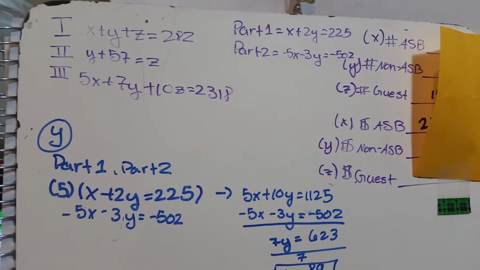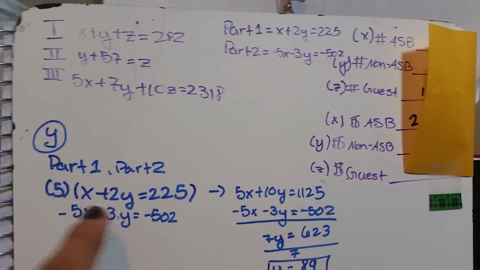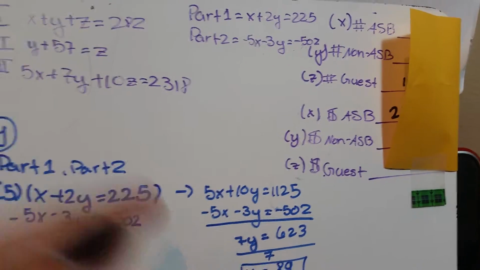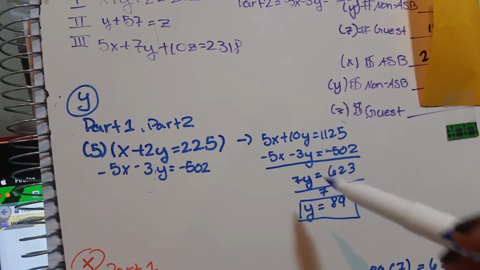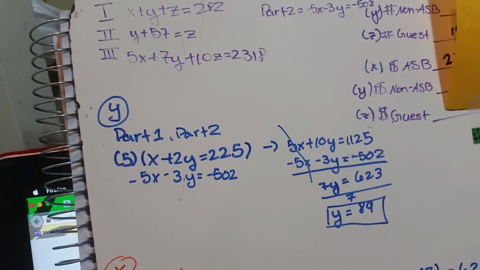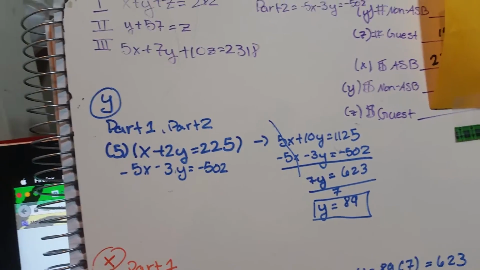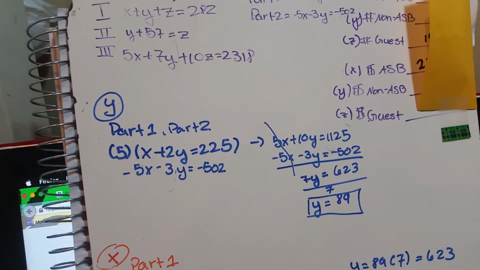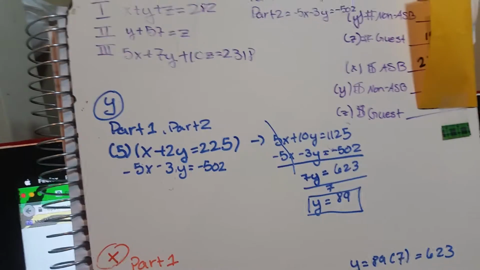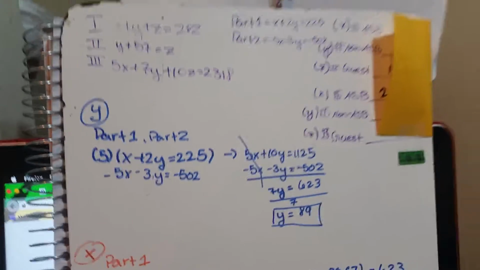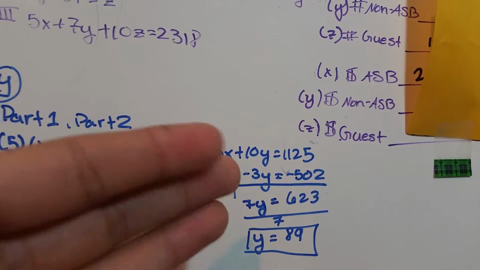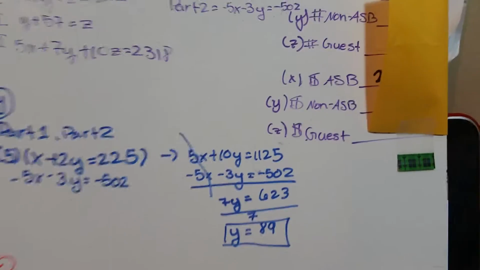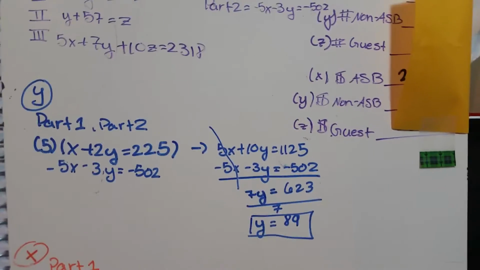5x plus 10y equals 1,125, and then part 2 equation. So the 5's are going to cancel each other out. Those are gone. So you're left with what's left. And then once you simplify, it's going to be 7y equals 623. Divide the entire thing by 7 to get y by itself, and y equals 89.